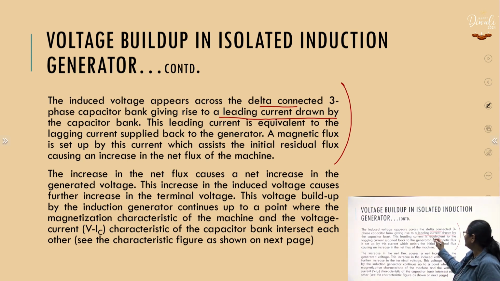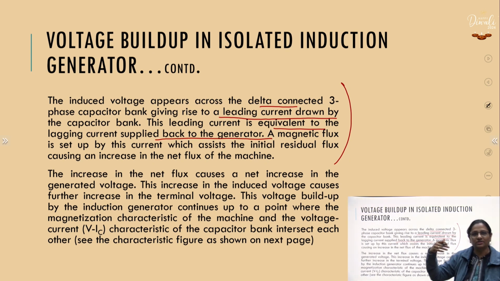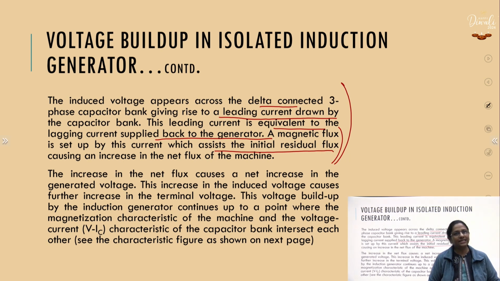This leading current is equivalent to the lagging current supplied back to the generator. So, the flow of current between the stator winding and the capacitor bank is actually serving as the magnetizing current for the generator. A magnetic flux is set up by this current, which assists the initial residual magnetism, causing an increment in the net flux of the machine and hence an increment in the induced EMF of the machine.